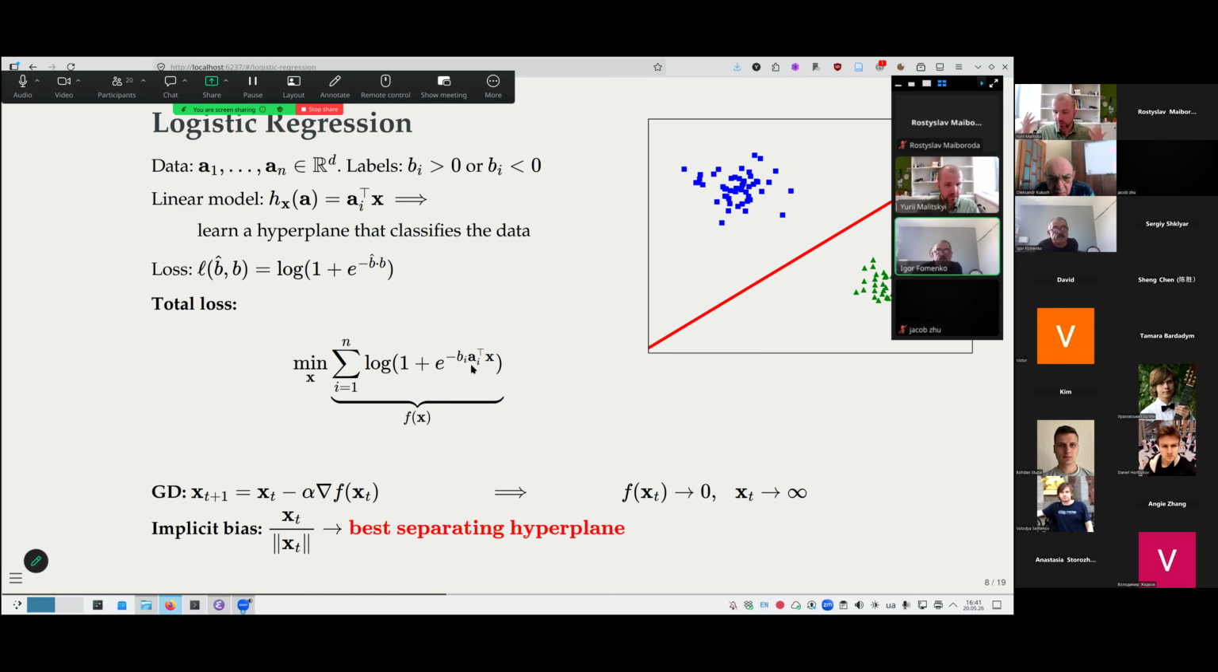This is only because the data is linearly separable. But even in this case, there's still no problem. Still, the normalized iterates converge to the best possible hyperplane, which is a pretty interesting thing. There are many ways they could converge, but among them, they choose this best separated one. And it's not about x0, not about the initial point, not about the parameter alpha. It's just a property of the algorithm by itself.